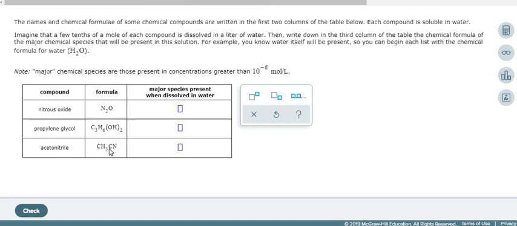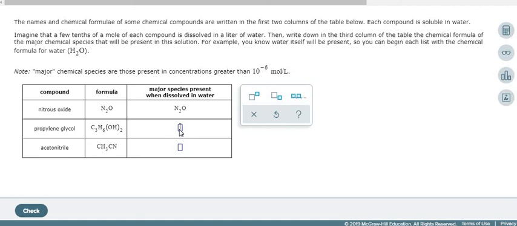And then last is acetonitrile, something I use a lot of in the lab. And so when we dissolve these in water, they do not form any ions. They themselves are just dissolved. And so what species is going to be present? So in this case, it's going to be N2O, because it's a molecular compound, it doesn't form ions.